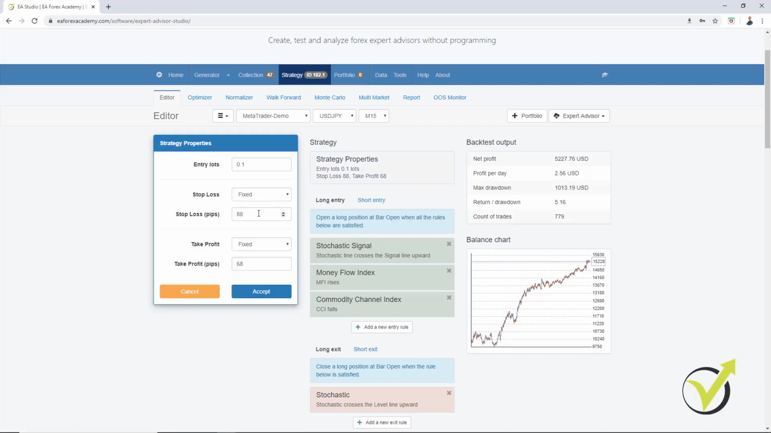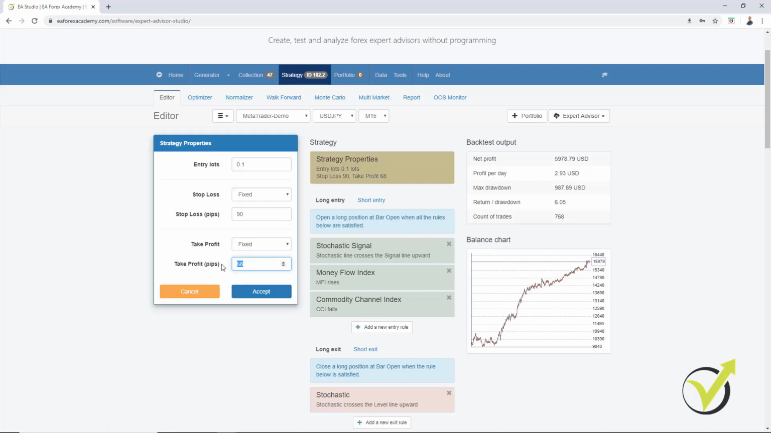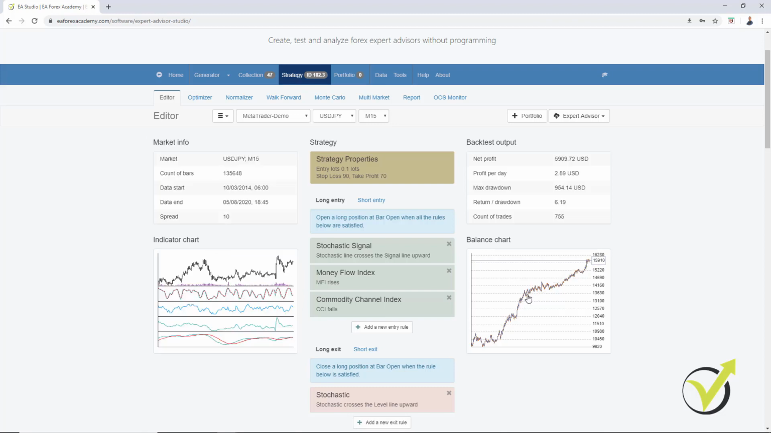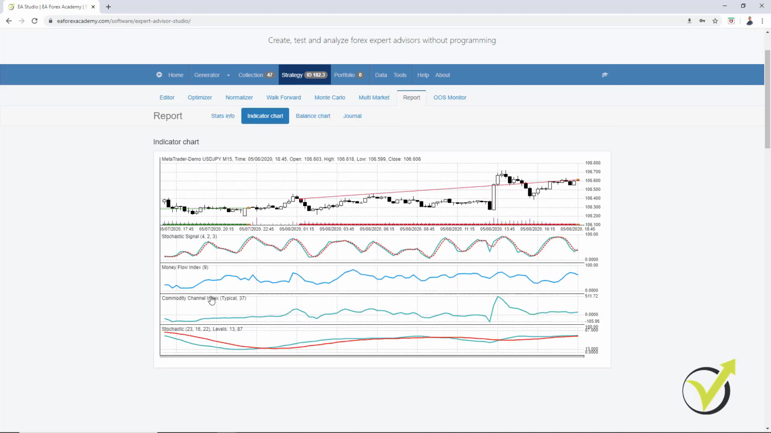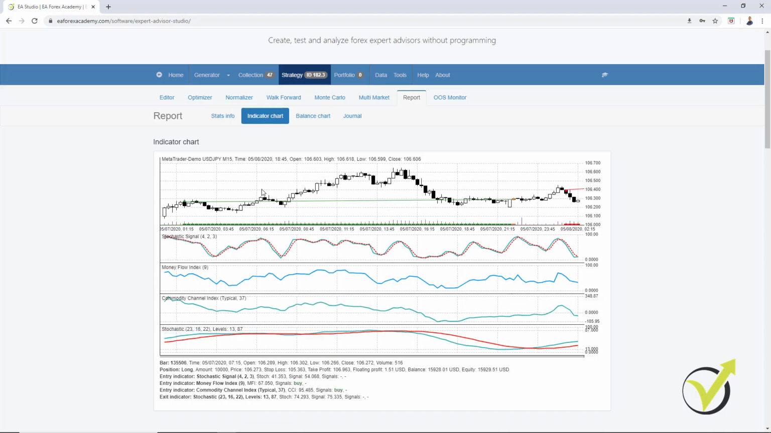What I usually do with the stop loss and take profit is to round the numbers if they don't have a huge impact on the performance, and you see that even this strategy improved a little bit, and then I will increase the take profit to 70 and the balance chart improved even more. Now if I click on the indicator chart, I will show you some example trades that were executed with this stochastic trading strategy, and all of the indicators are displayed below.